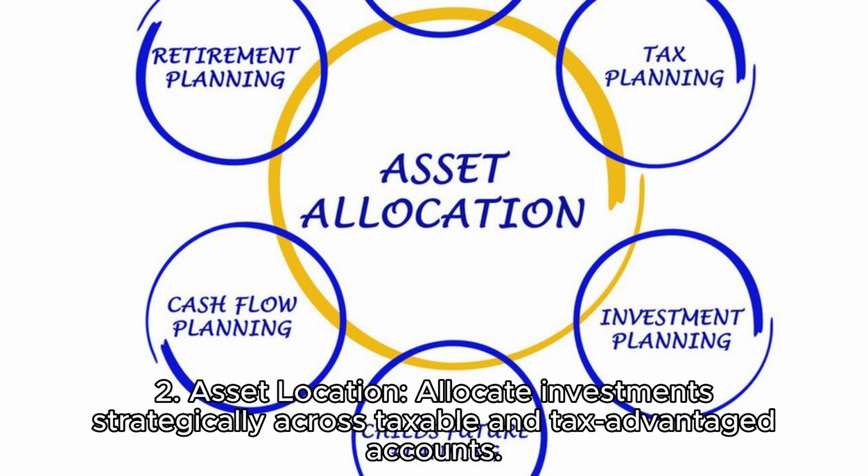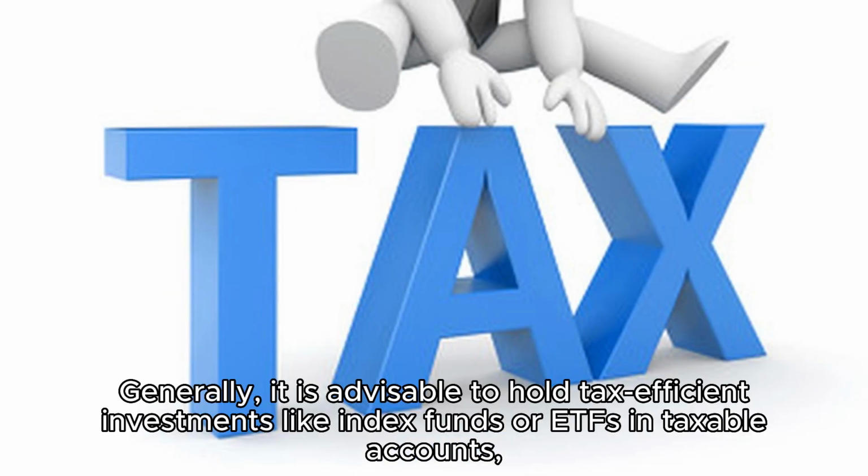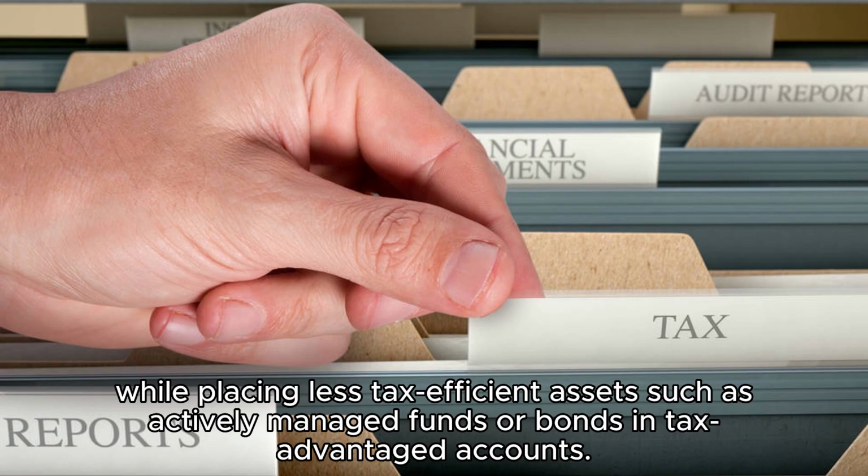2. Asset location. Allocate investments strategically across taxable and tax-advantaged accounts. Generally, it is advisable to hold tax-efficient investments like index funds or ETFs in taxable accounts, while placing less tax-efficient assets such as actively managed funds or bonds in tax-advantaged accounts.